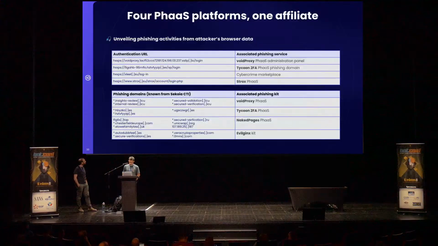We analyzed this log further, and we found some interesting data about phishing kits. In the attacker's browser history, we found 4 authentication URLs for phishing-as-a-service platforms. For Void Proxy, it was the start of our investigation. For Tycoon 2FA, for the cybercrime marketplace XLeet, and for the Stroke phishing-as-a-service. And in the attacker's cookies data, we also found that the attacker browsed some phishing domains that are known from Sekoia CTI. We found domains for the Void Proxy PhaaS, for Tycoon 2FA, but also for Naked Pages and the Evilginx open source framework. At this moment, we know that we have an infostealer log that corresponds to an attacker system, and this attacker is an affiliate of at least 4 phishing-as-a-service platforms. And he is also using the Evilginx framework. So let's continue to dig.